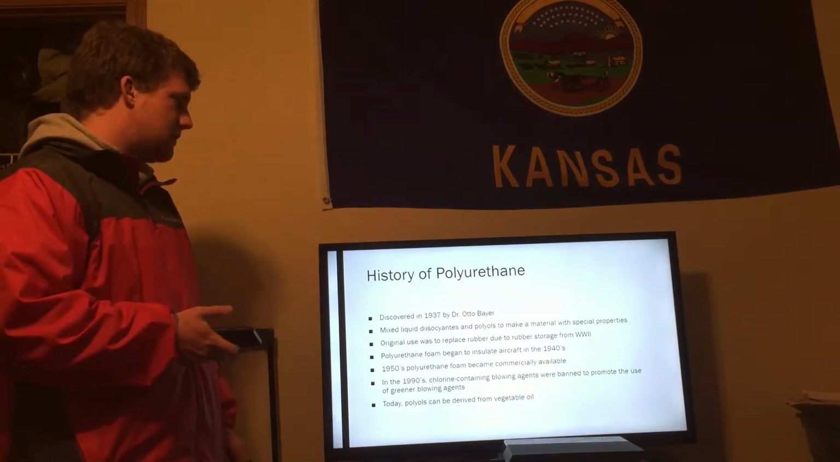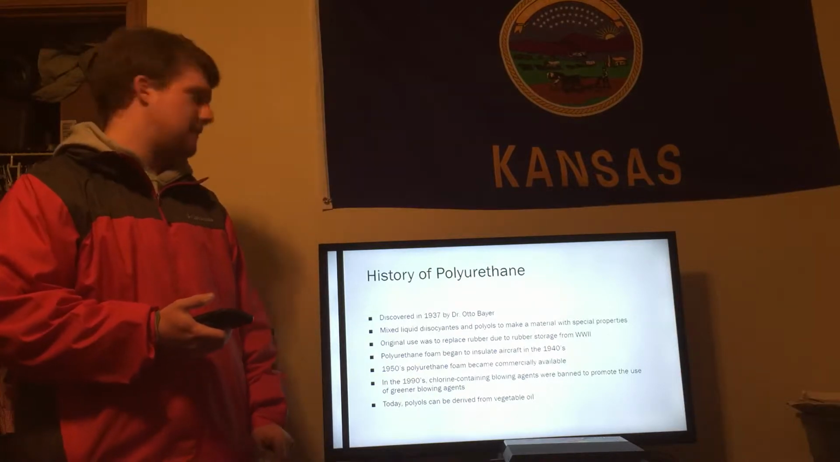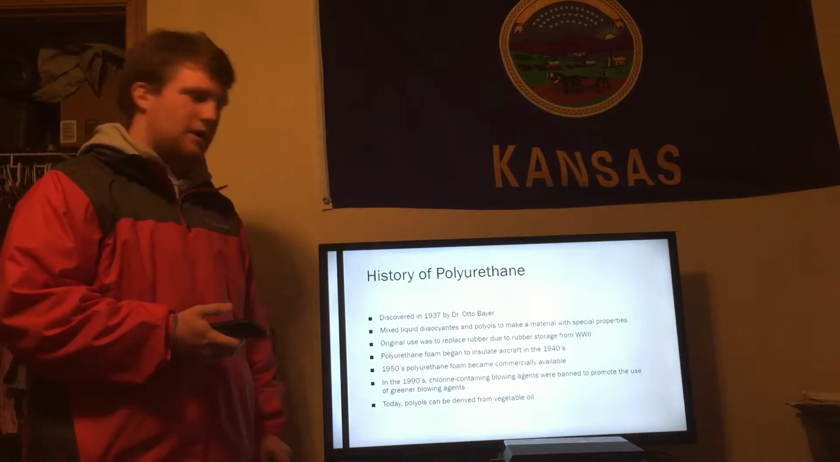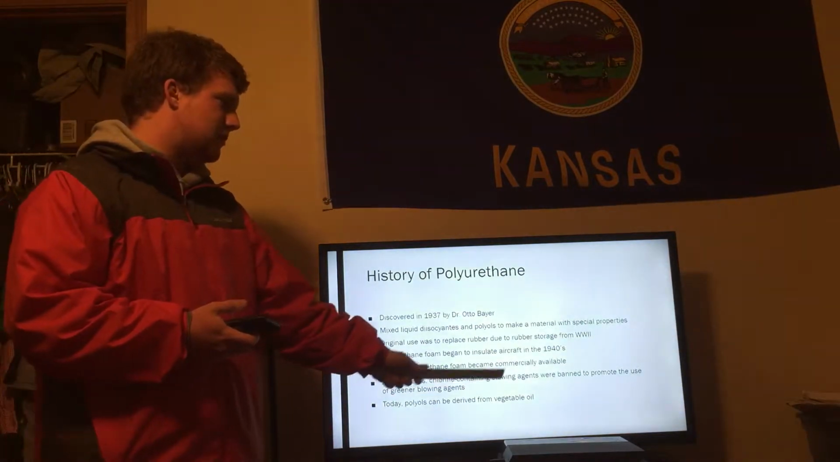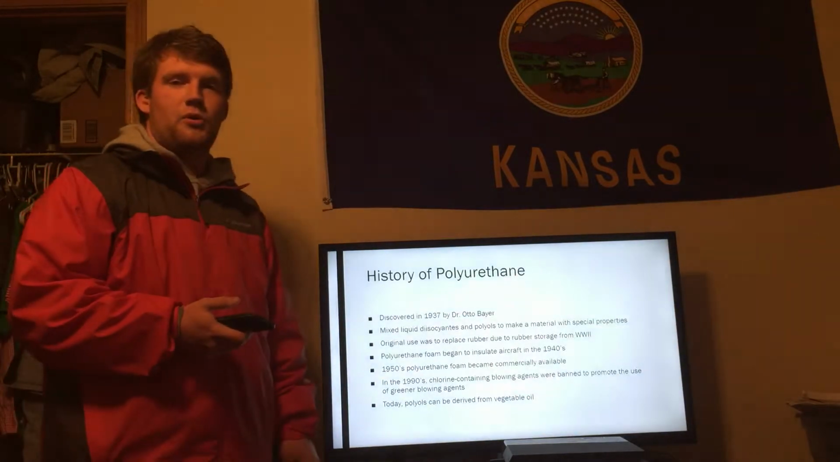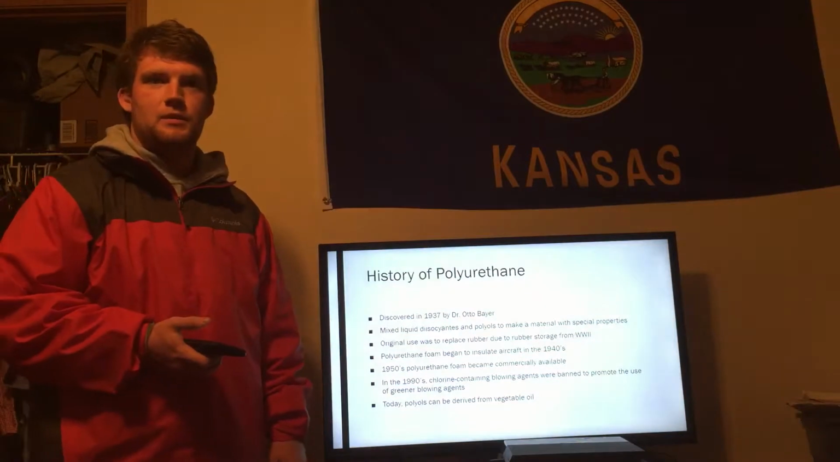In the 1950s, polyurethane foam became commercially available. It was used in homes to insulate. In the 1990s, due to concern for the environment, chlorine-containing blowing agents were banned to promote the use of greener blowing agents. Today, polyols can be derived from vegetable oils, which makes them more environmentally sustainable.